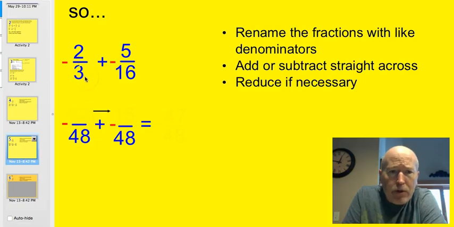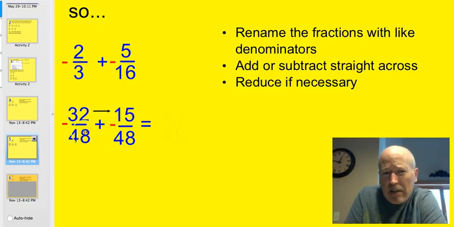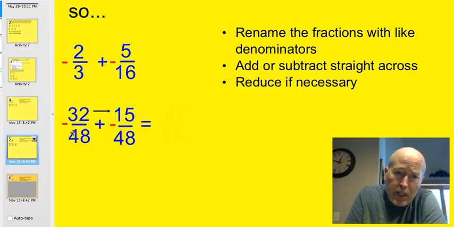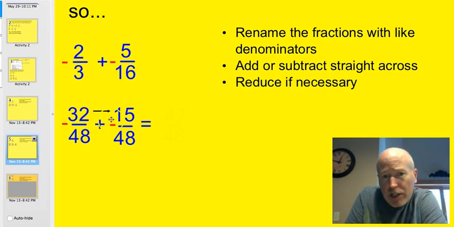So negative 2/3, if I multiplied 3 times 16, I have to multiply 2 times 16, so I've got 32. And I had 5/16, so I had to multiply the top times 3, so I have 15. So I've renamed negative 2/3 as a negative 32/48, and I've renamed negative 5/16 as a negative 15/48. Now I can just add or subtract straight across.